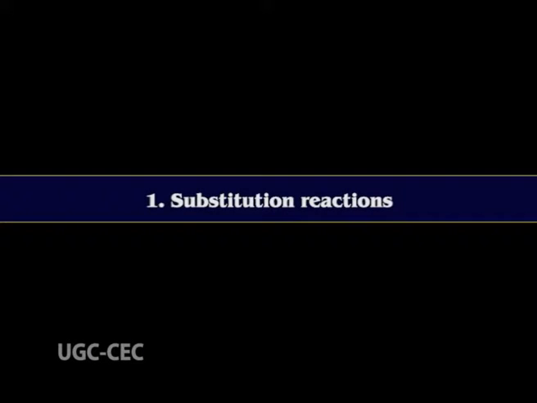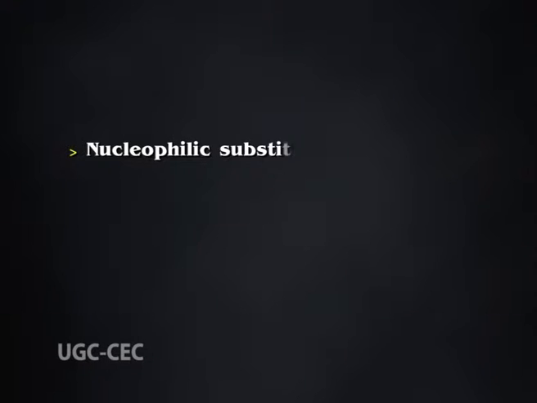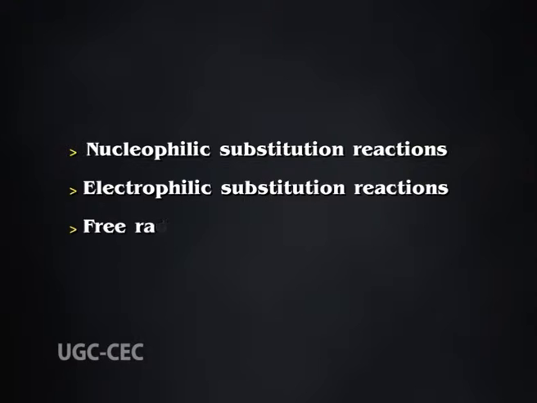Number 1, substitution reactions. Substitution reactions involve the replacement of an atom or group on the carbon atom of the reactant molecule by a new atom or group. On the basis of the mechanism involved or the nature of the substituted and the incoming atom or group, substitution reactions may be classified into the following types. Number 1, nucleophilic substitution reactions. Number 2, electrophilic substitution reactions, and 3rd, free radical substitution reactions.